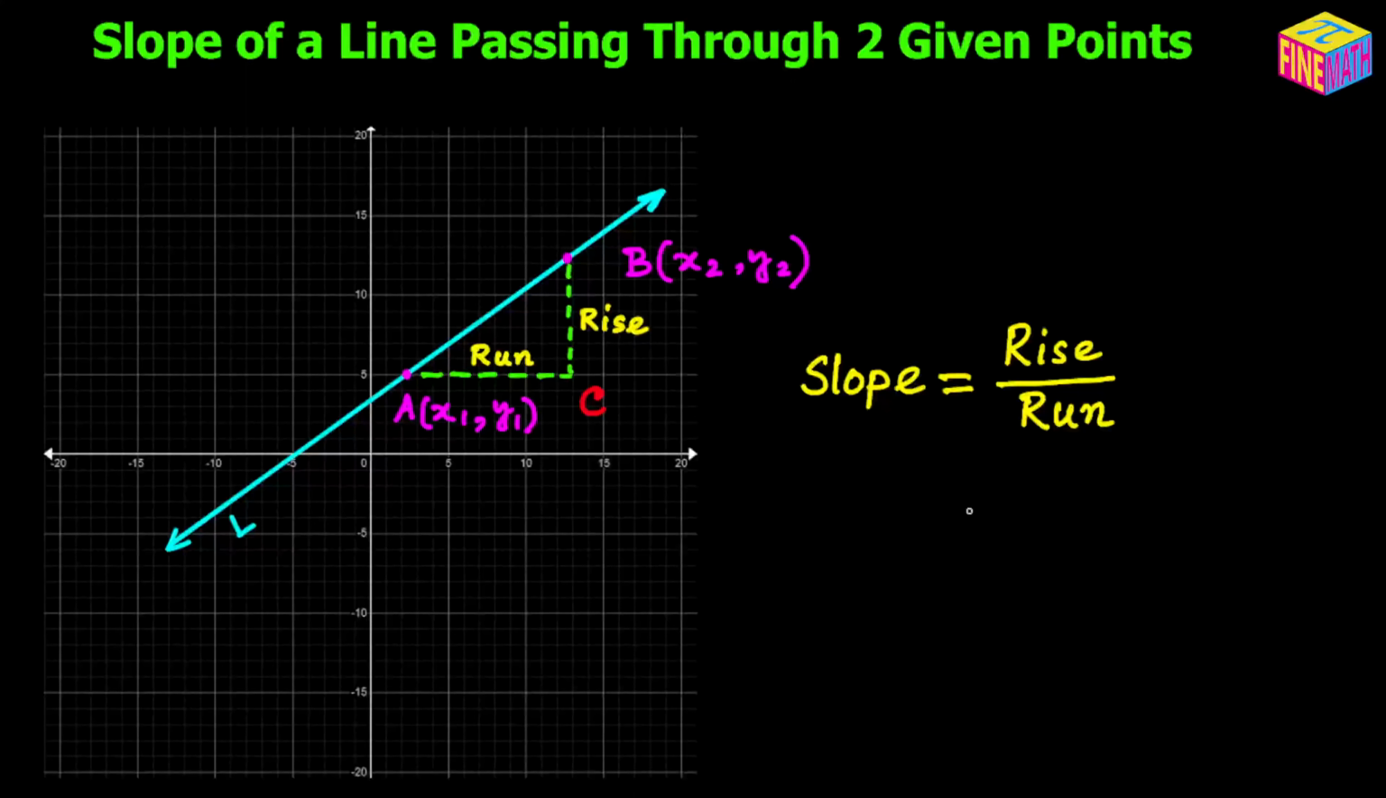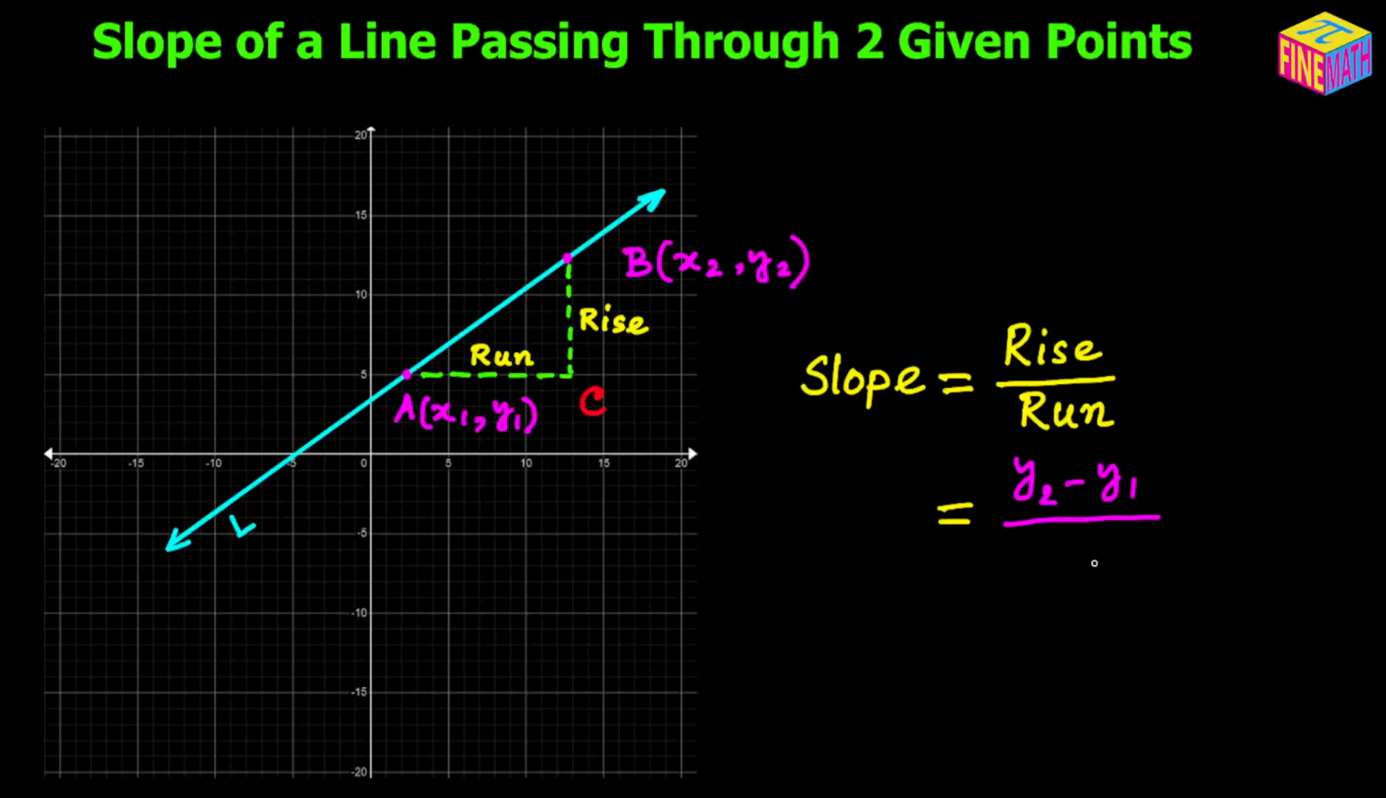And then what is the value of rise in this particular example? If we use the coordinates that have been provided, the rise will be y sub 2 minus y sub 1. Why? Because the y coordinate of B is y sub 2 and the y coordinate of C will coincide with the y coordinate of A, which is y sub 1. So the distance BC will be equal to y sub 2 minus y sub 1. So that is the rise.